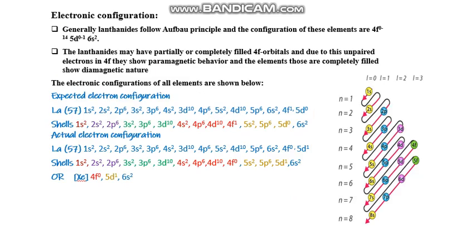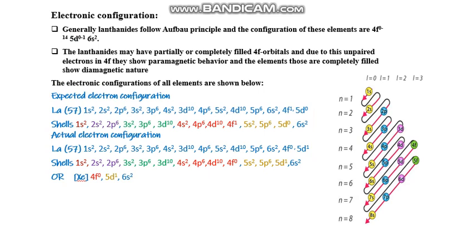Electronic configuration: generally, lanthanides follow the Aufbau principle, and the configuration of these elements is 6s2, 5d0 to 1, and 4f1 to 14. The lanthanide may have partially or completely filled 4f orbital, and if unpaired electrons are there, then they show paramagnetic behavior. When they have paired electrons, they have diamagnetic nature.